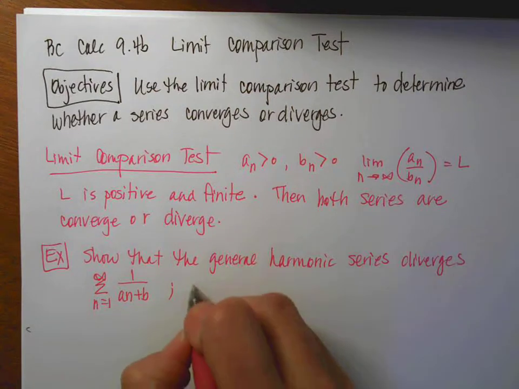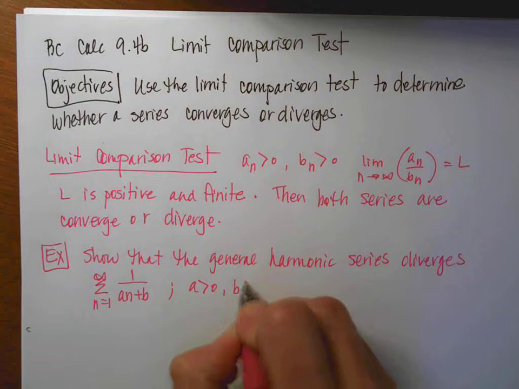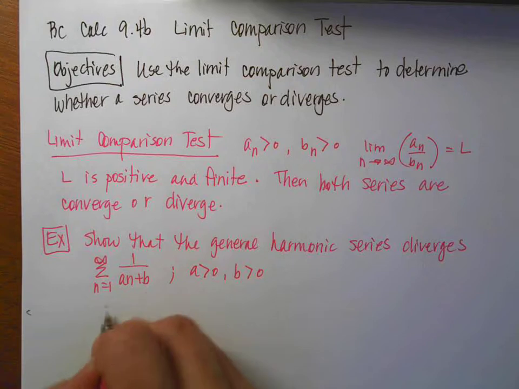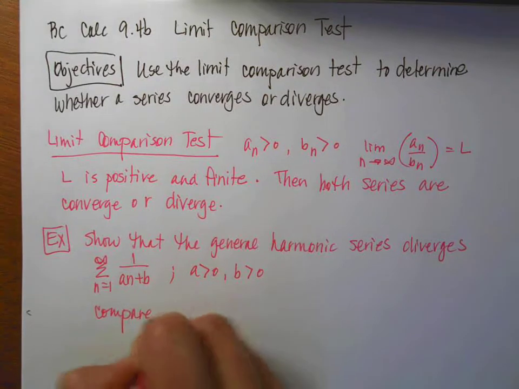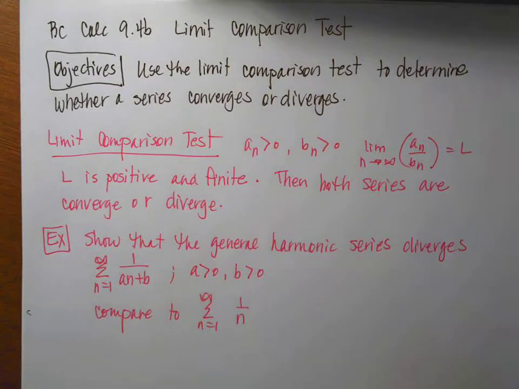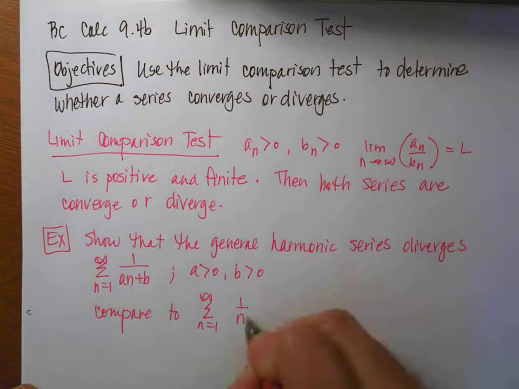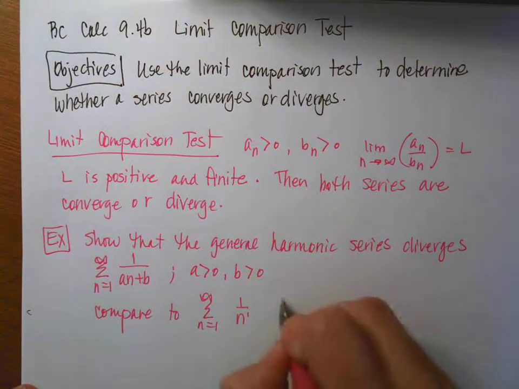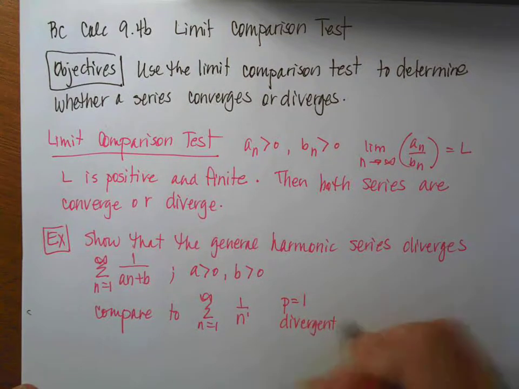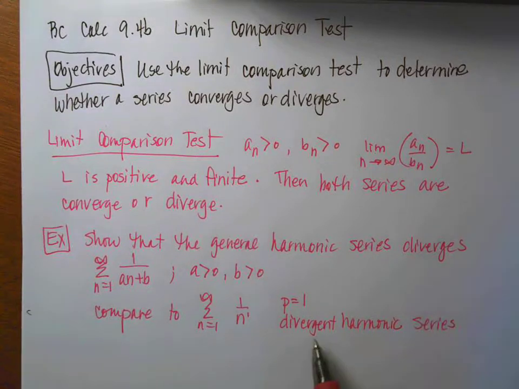Alrighty, so I'm going to know that a is positive, b is positive, okay? When I look at this, I can compare it to the sum from n equals 1 to infinity of 1 over n. It's very similar. And then in this case, I would have a 1 there, so my p would equal 1, and this would be a divergent harmonic series. So because this one is divergent, we're going to show that this one is divergent.